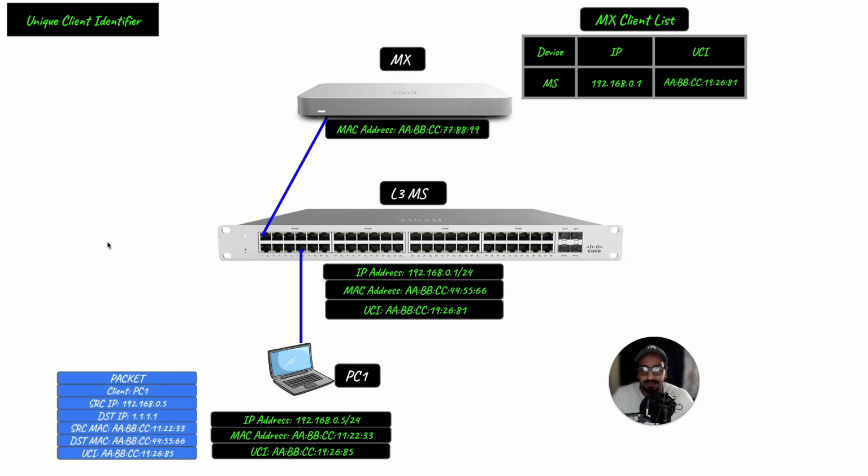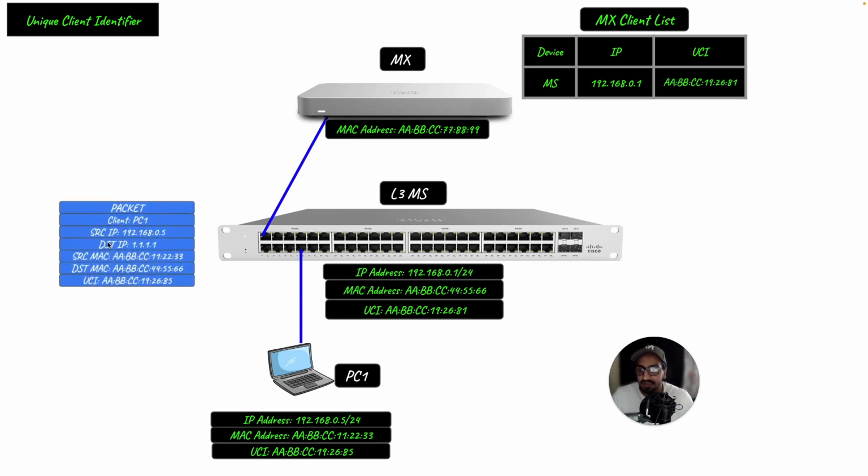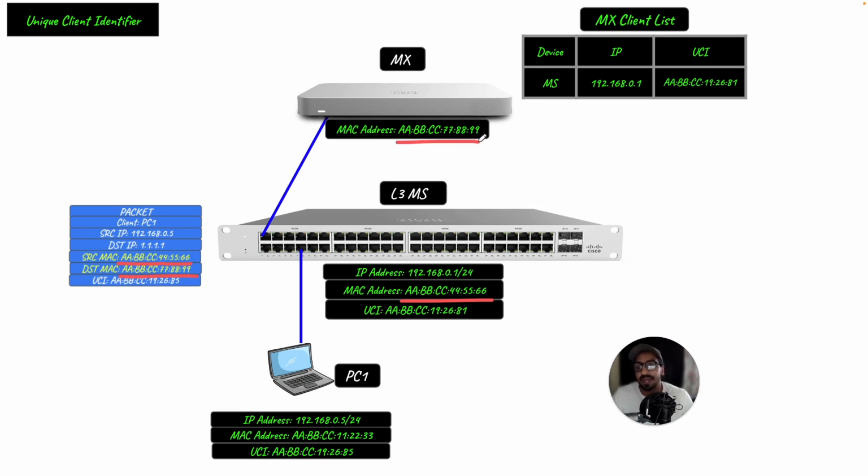We'll send this packet over to the layer 3 switch, which receives it and sees that it needs routing. It's going to send the packet over to the MX, but before that, it changes the MAC addresses: the source changes from PC1's MAC address to the layer 3 switch's MAC address, and the destination is the destination MAC address of the MX. That's just how layer 3 switching works in general. If you need more information on that, I have another video. But let's go ahead and send that packet over.